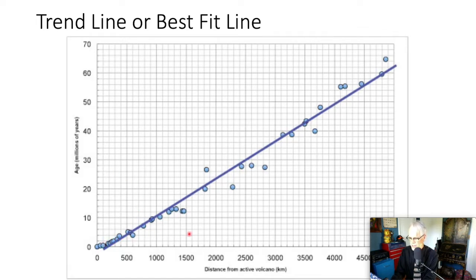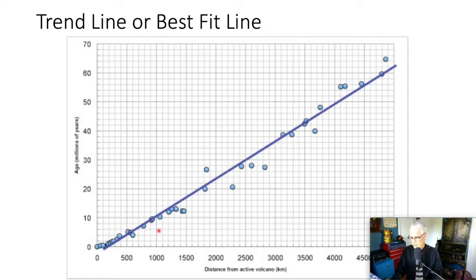Notice that it doesn't touch every single data point. This is what a trend line will do. It doesn't need to touch each one of these. It's giving us the big picture of things. In real life, data will vary somewhat for all sorts of different reasons. We're stepping out of the textbook here.